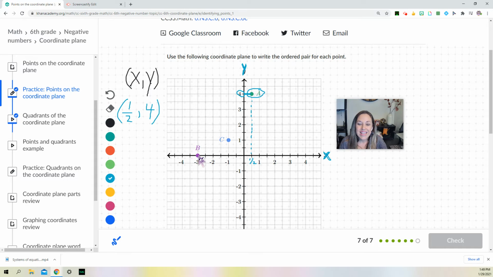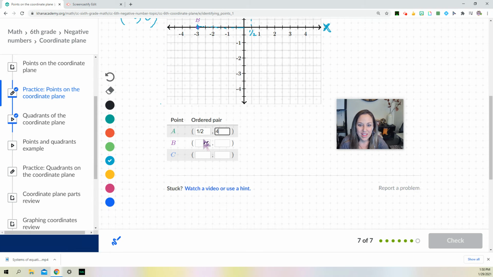B, where is it hitting the x-axis? It's lying right on the x-axis. So here I'm going to write A here, and then B is hitting at -3 on the x-axis. And where is it hitting on the y-axis? If I went all the way over here, it's actually hitting at 0. And you're going to notice that if the ordered pair is laying right on the axis, one of those numbers is going to be 0. If it's on the x-axis, then the y will be 0. And if it's on the y-axis, then the x will be 0. All right, so then let's go put that in, -3, 0.